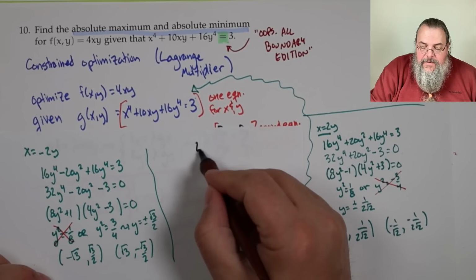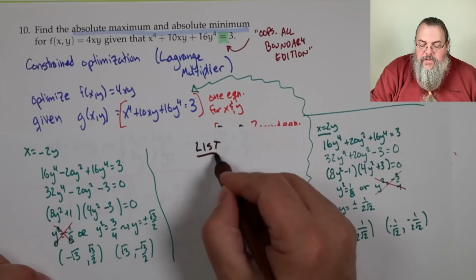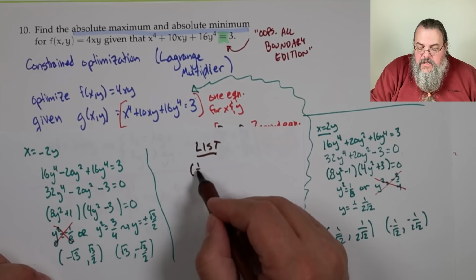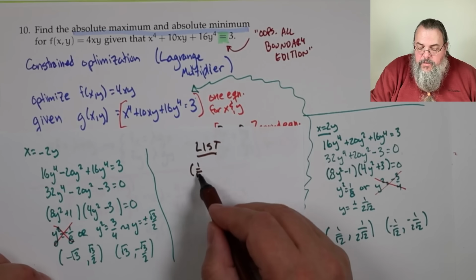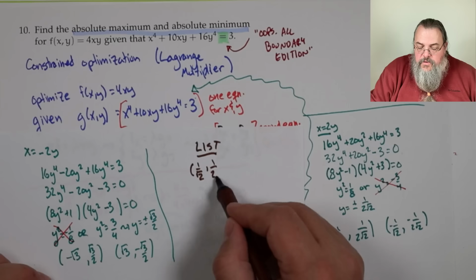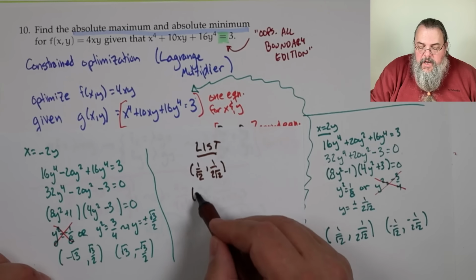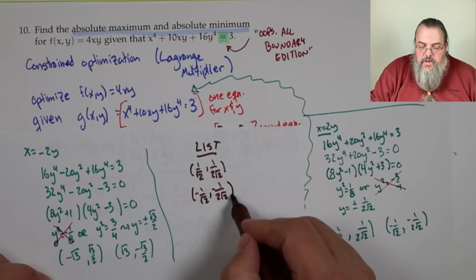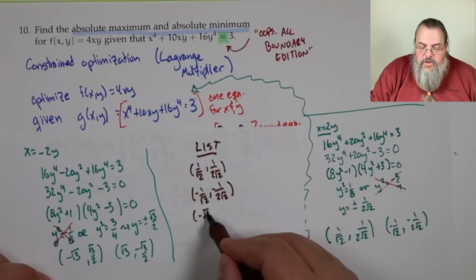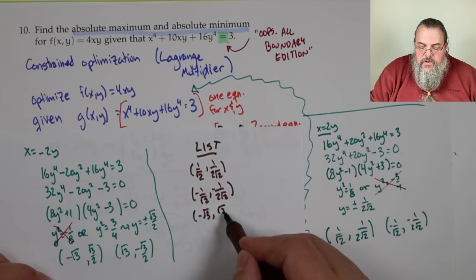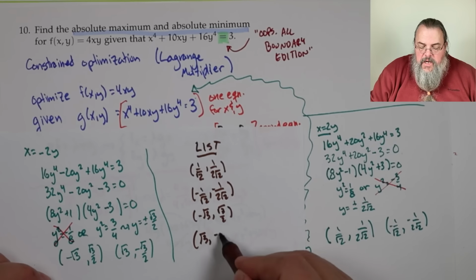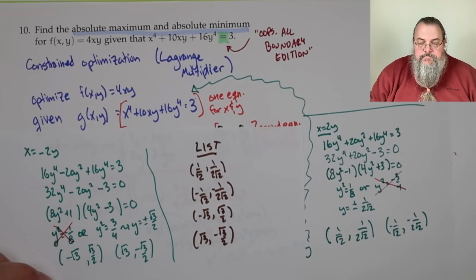So we have the following points. These are the points at which something interesting will happen. So I have 1 over square root of 2, 1 over 2 root 2, minus 1 over square root of 2, minus 1 over 2 root 2, minus root 3, square root of 3 over 2, and square root of 3, minus square root of 3 over 2.